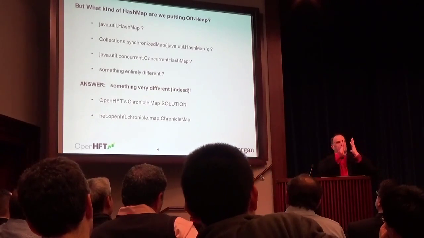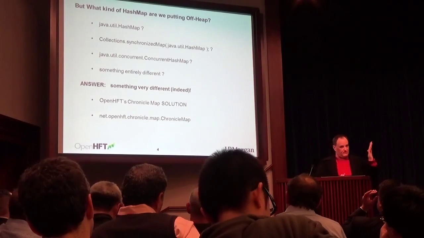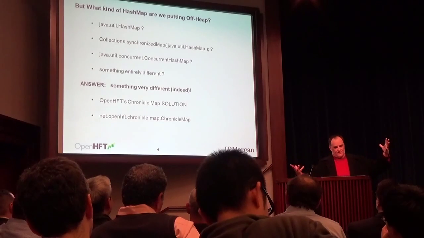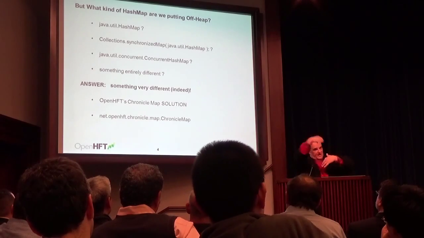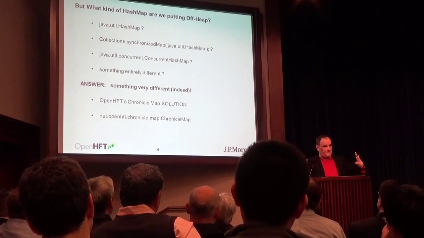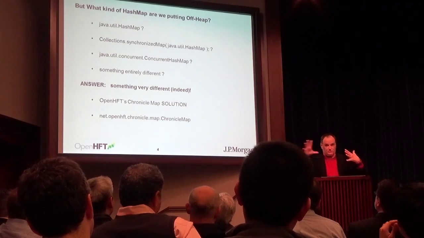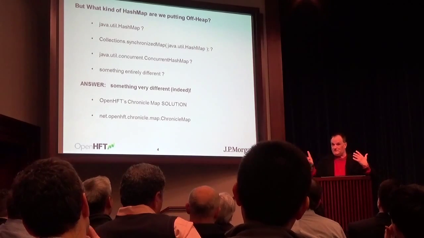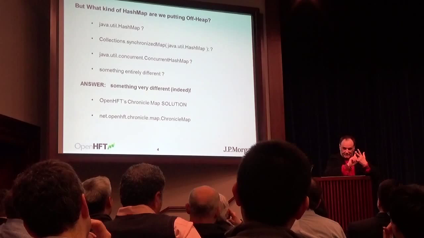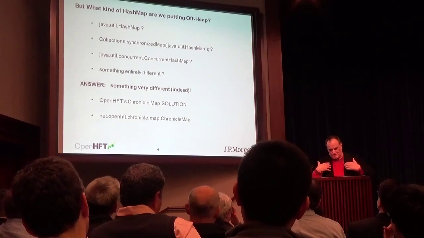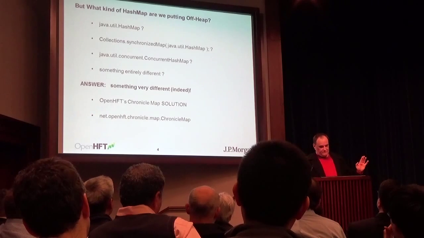So what type of thing are we putting off heap when we go off heap with OpenHFT? Is it a simple hash map? Is it a synchronized hash map that has high contention? Is it a Doug Lea style, Java 5 and up concurrent hash map, which is lock striping, and all other truly concurrent, truly thread safe? That's the key. Truly concurrent, truly thread safe. Okay? That's what you want, in my use case. Or is it something completely different?